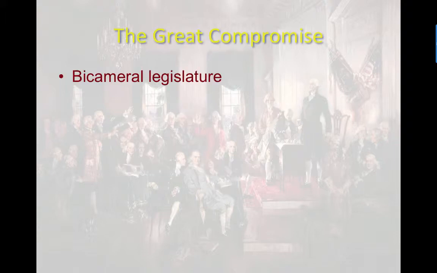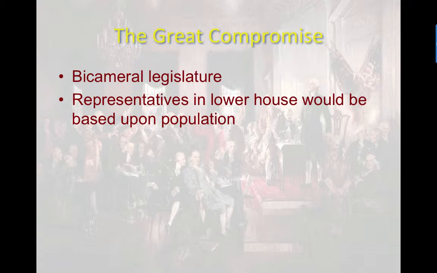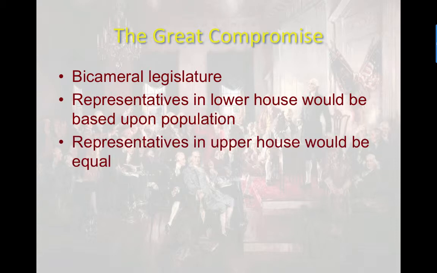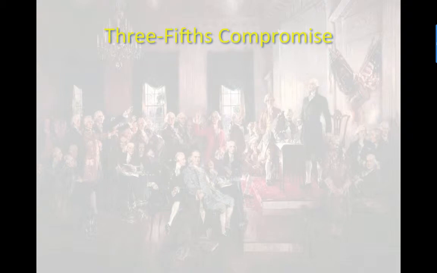For the American government, there had to be a compromise. And so they agreed to a bicameral legislature, like the Virginia Plan, and they agreed the lower house would be based upon population, like the Virginia Plan, but the upper house, the Senate, would be equal, so smaller states would have a voice. They did agree to that, but there was more compromise to be made.